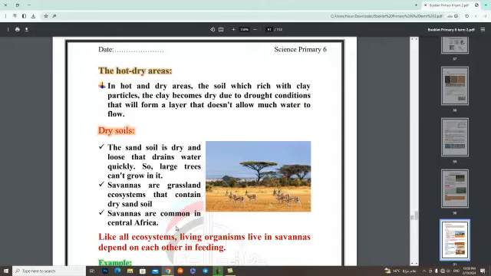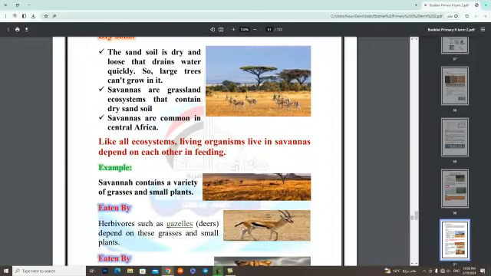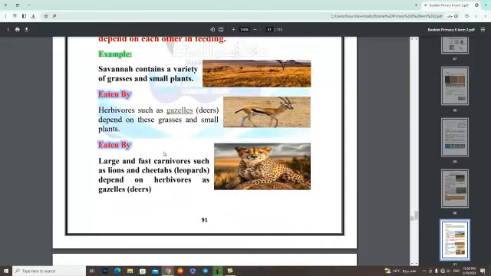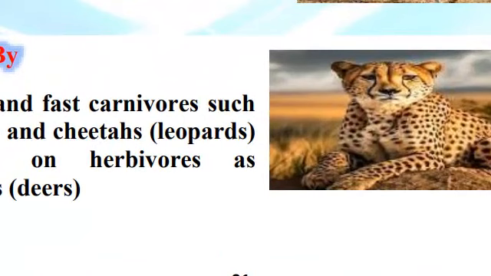Savannas are common in Central Africa. Like all ecosystems, living organisms that live in savannas depend on each other in feeding. For example, savannas contain a variety of grasses and small plants eaten by herbivores such as gazelles. These depend on the grasses and small plants, and are eaten by large and fast carnivores such as lions and cheetahs, which depend on herbivores such as gazelles.